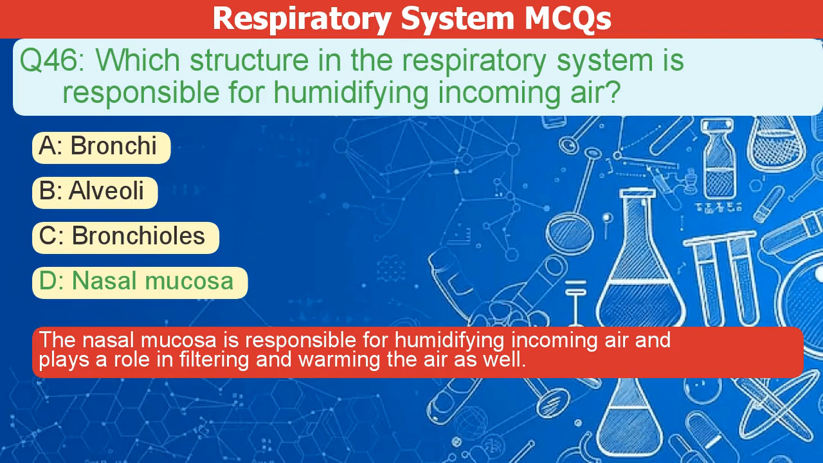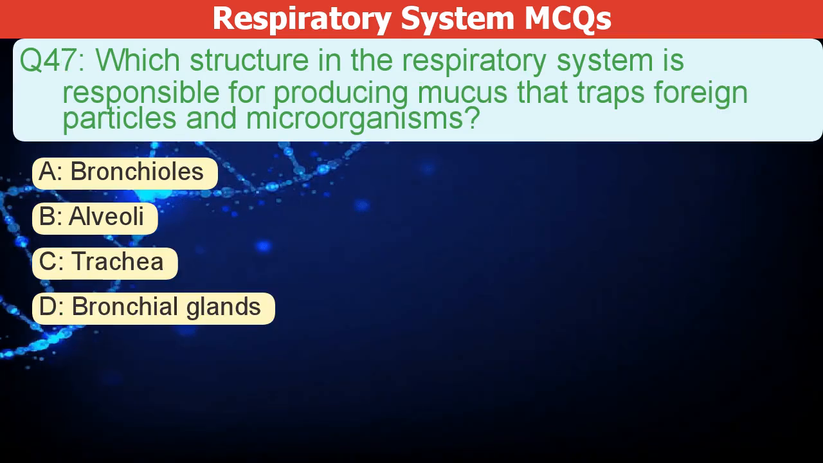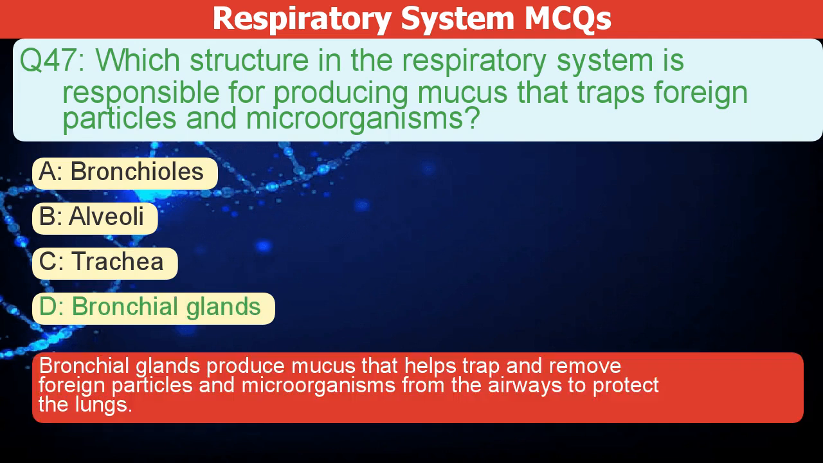well. Which structure in the respiratory system is responsible for producing mucus that traps foreign particles and microorganisms? A. Bronchioles. B. Alveoli. C. Trachea. D. Bronchial glands. The correct answer is D. Bronchial glands produce mucus that helps trap and remove foreign particles and microorganisms from the airways to protect the lungs.